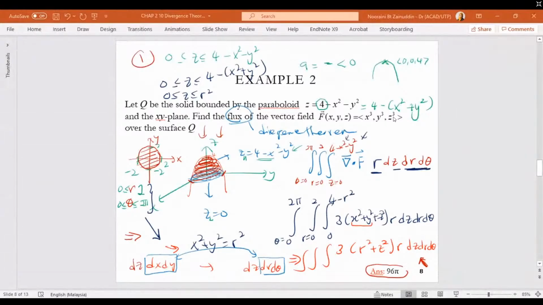The range of theta of parabola is always 0 to 2 pi. Yes, if it is a complete circle, but if in the question example they mentioned the first octant, so we know first octant only x, y, z greater or equal to 0. So our theta is not 0 until 2 pi. Our theta is just a quarter of it, so 0 until pi over 2. It depends whether your circle is complete or not complete. Okay, maybe you guys can try to get 96 pi there.